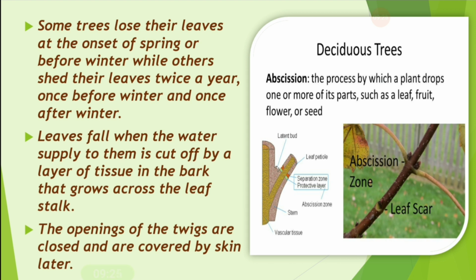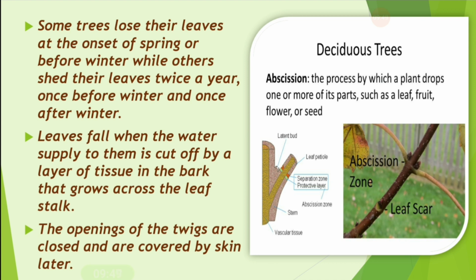Next point, leaves fall when the water supply to them is cut off by a layer of tissue in the bark that grows across the leaf stalk. The opening of the twigs is closed and is covered by skin later.